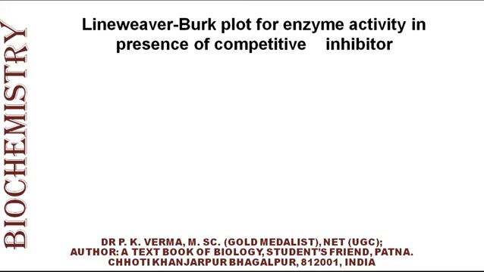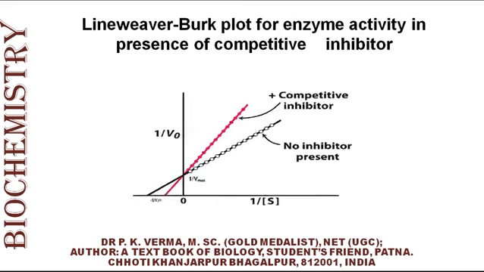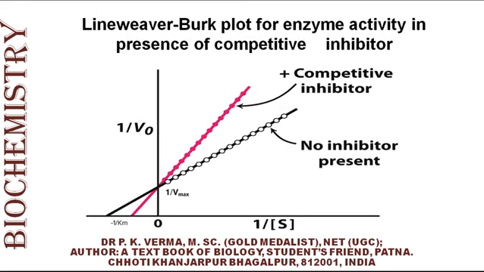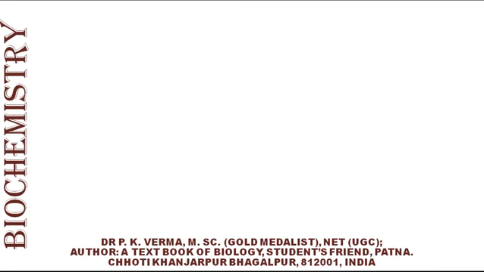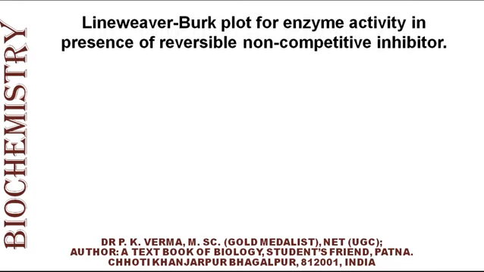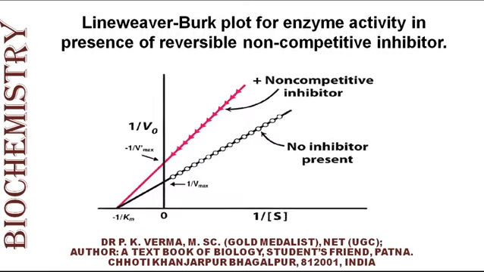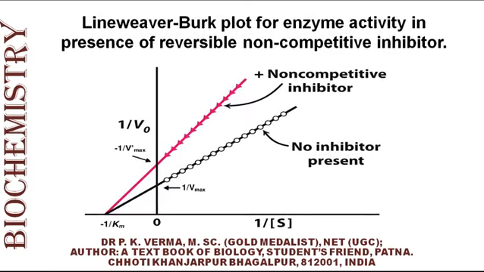Now, when a linear graph is plotted, that is known as Lineweaver-Burk plot for enzyme activity in presence of competitive inhibitor, you can see that the value of Km changes. 1 by Vmax is constant, that means Vmax is constant. When non-competitive inhibitor is used, you can see the Vmax changes, but Km value remains same.